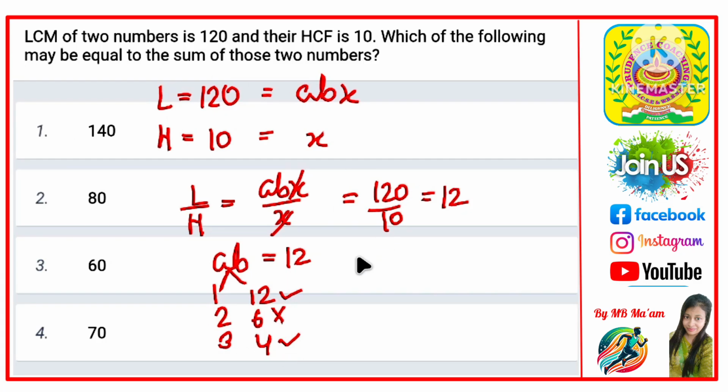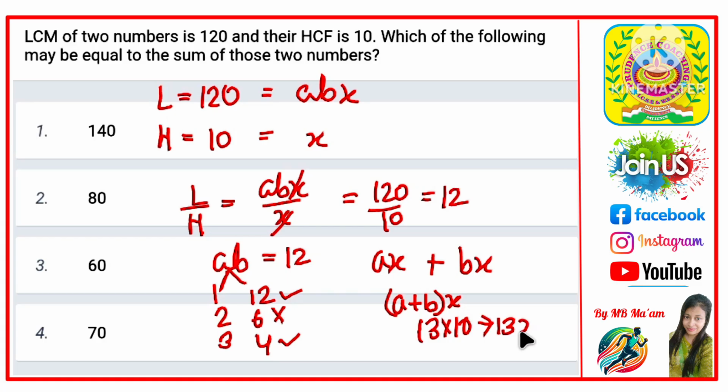Now let us see what we can do. Here we are asked to find out the sum of the numbers. Sum of the numbers means let one number be ax, another one will be bx. If we add these two, we will get (a plus b) into x. We are taking this x common. So if we take the first one, then 12 plus 1, 13 into 10. So 130 can be our answer.